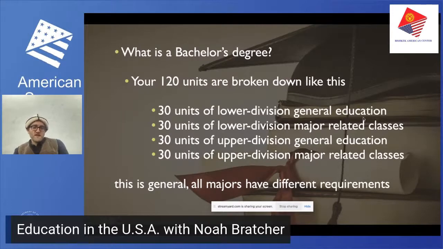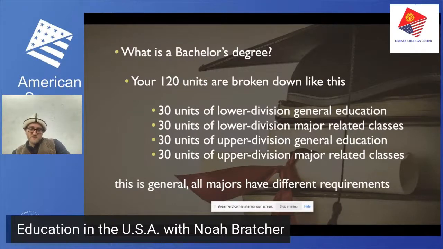So this is a general idea of how your 120 units are broken down. You have what's called general education classes and major related classes. General education are classes which aren't about your specialization, your faculty. So for example, I studied history. I took 30 units of lower division history courses and 30 units of general education. General education for me was math, biology, writing, communication, speech, something like this.